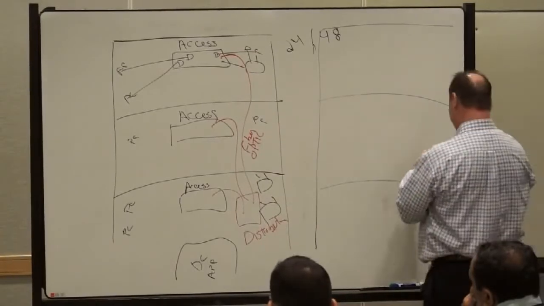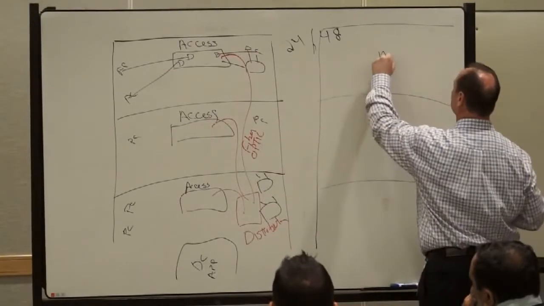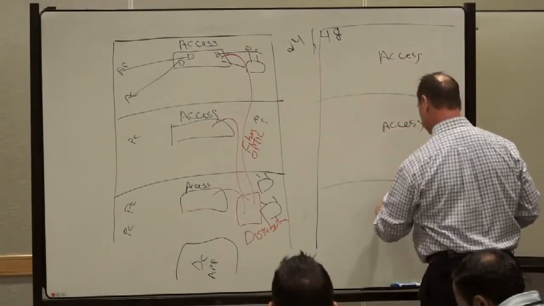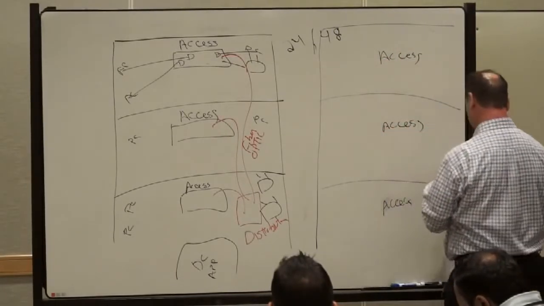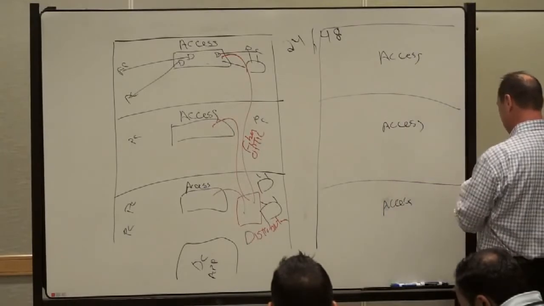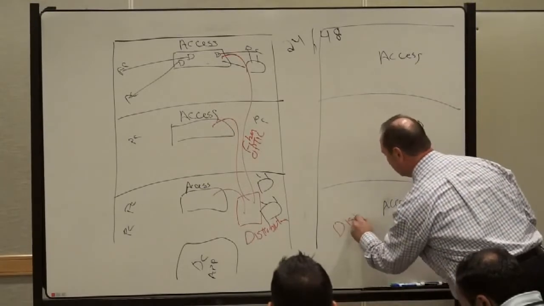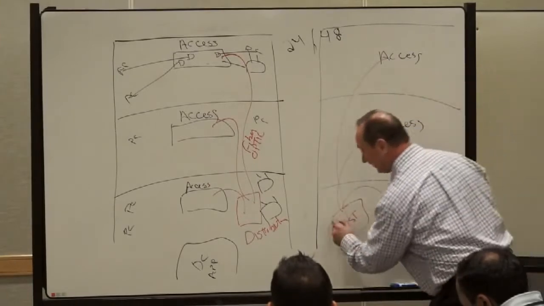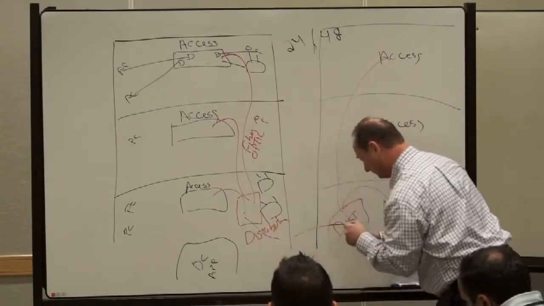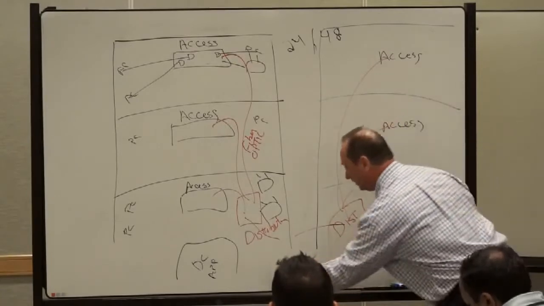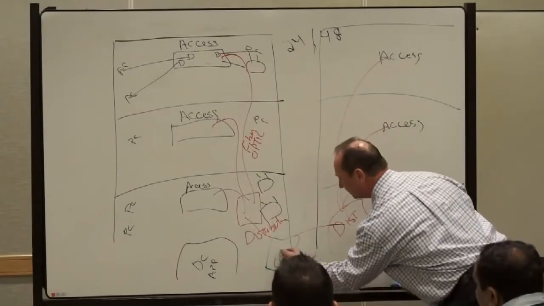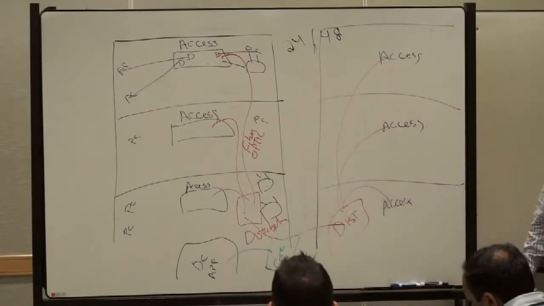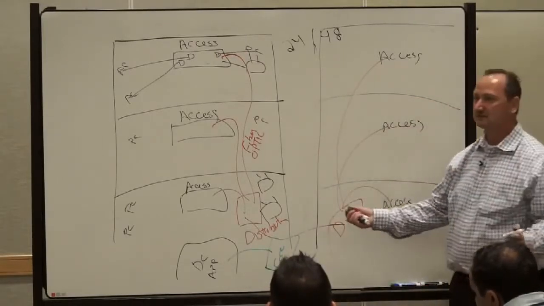So I just put an access switch on every floor, a distribution switch here. I connect these guys up, and then I connect the distribution switches together in a switch that I'll call a core set of switches. And then I hook my data center into that. I can scale this tremendously.